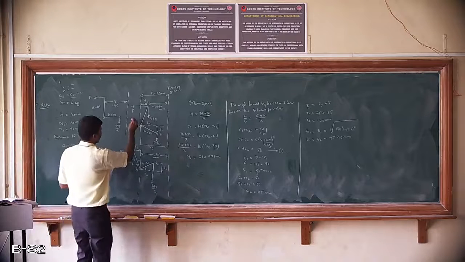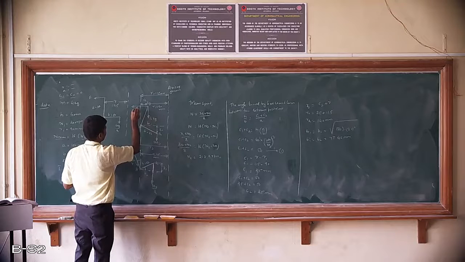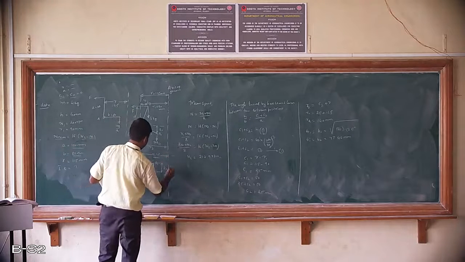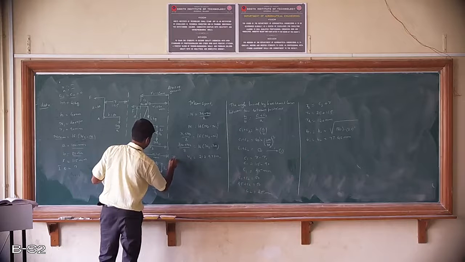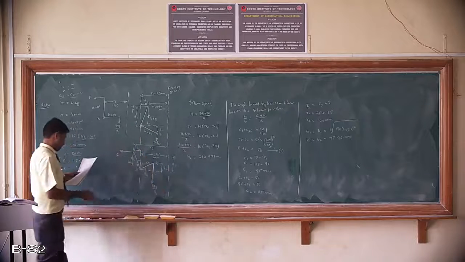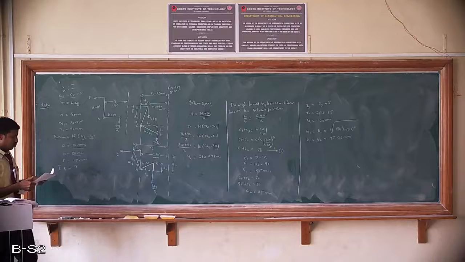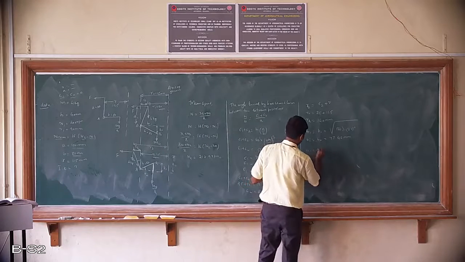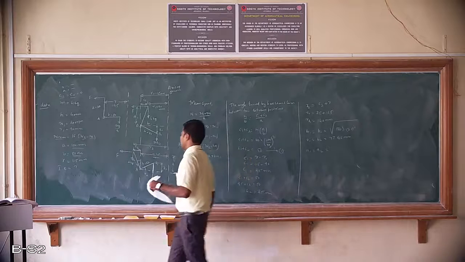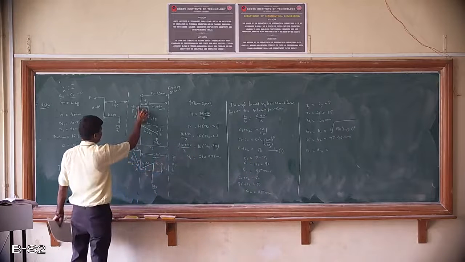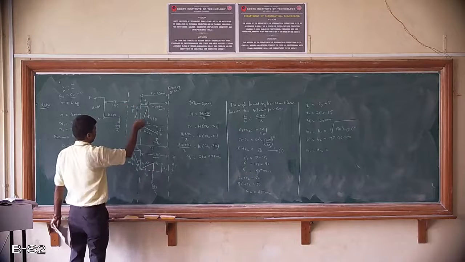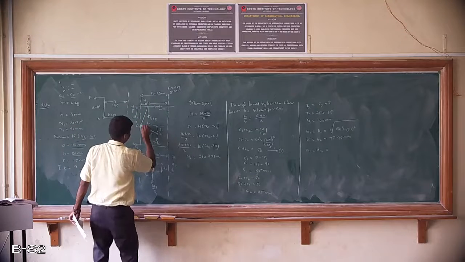So I will call this A1, this A1, and similarly this A2, this A2. So A1 and A2 we need to calculate. A1 is equal to, A2 is equal to. So this length is known, that is 100, and this length is known, that is 25. So this total length is given to you, that is 100.